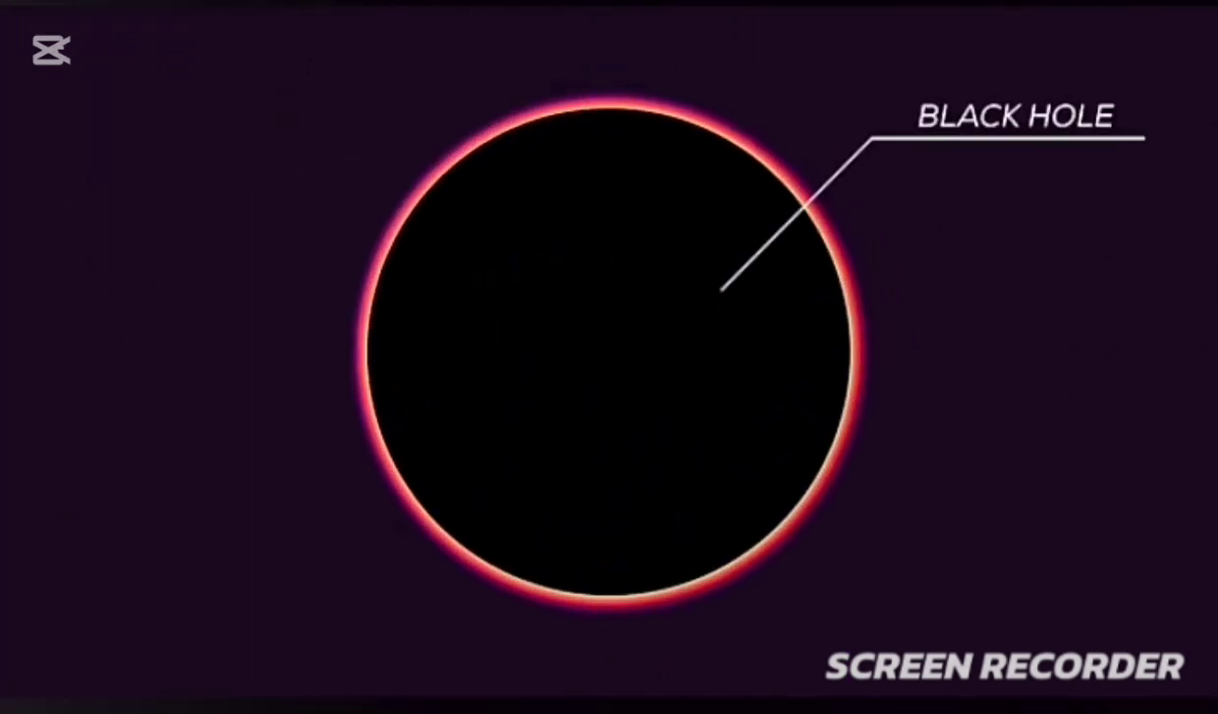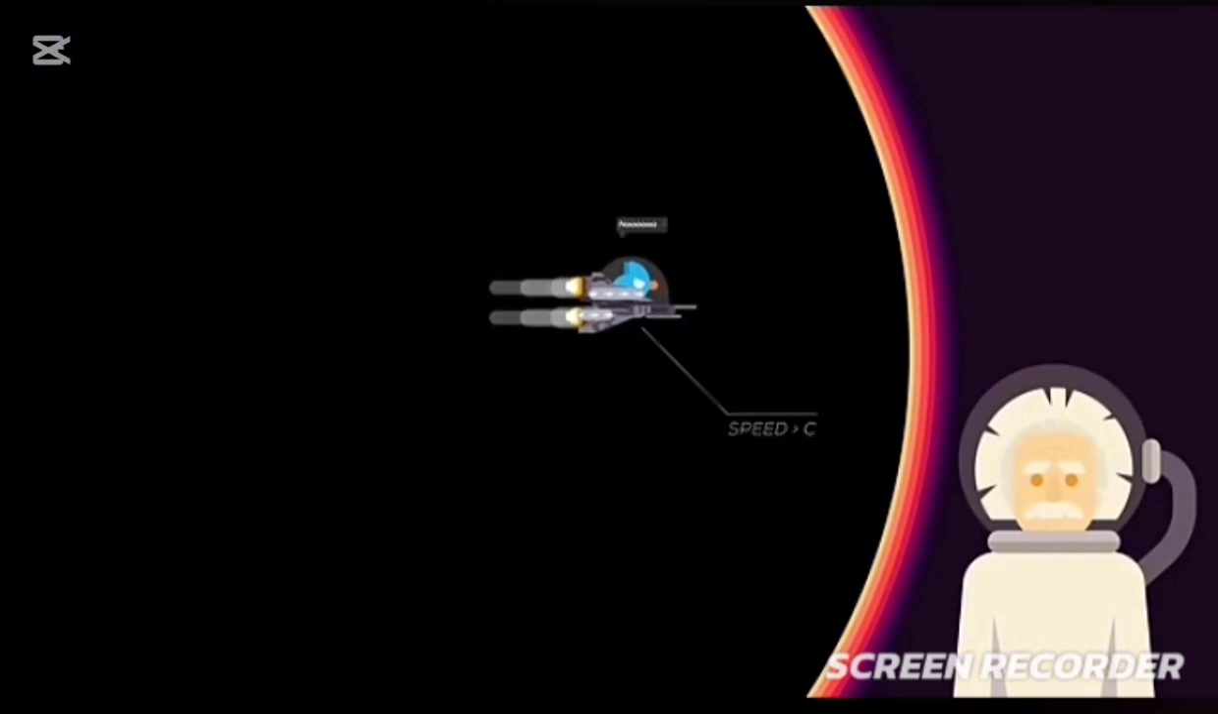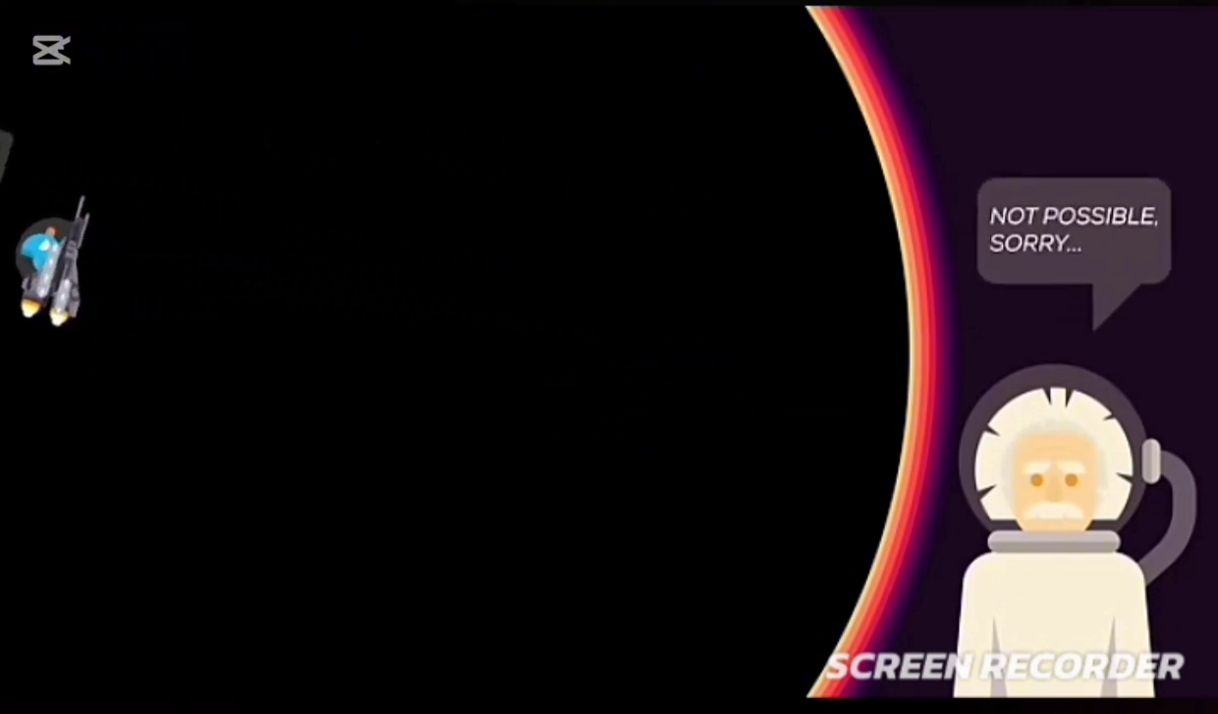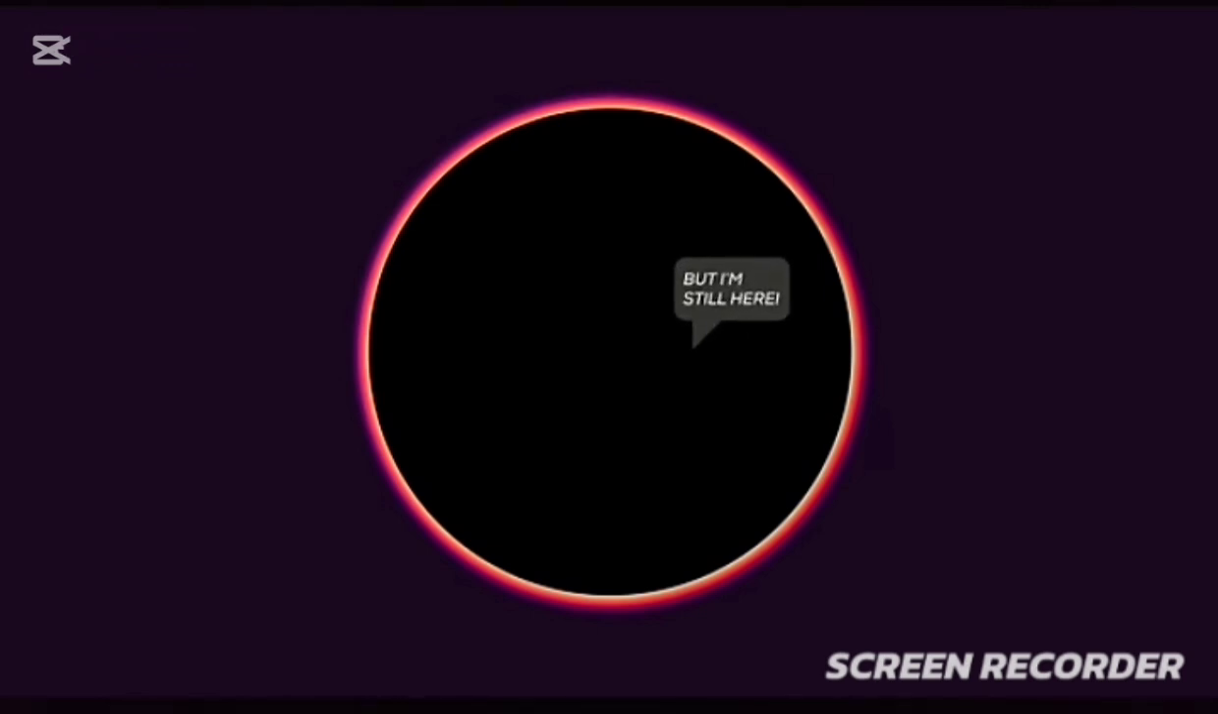If you looked at a black hole, what you'd really be seeing is the event horizon. Anything that crosses the event horizon needs to be traveling faster than the speed of light to escape. In other words, it's impossible. So we just see a black sphere reflecting nothing.